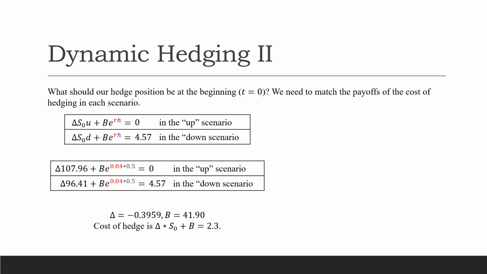We can solve and figure out how many units we need to buy or short, and how much to invest or borrow at the risk-free rate. Our final position is on the slide, and our upfront cost is $2.30.